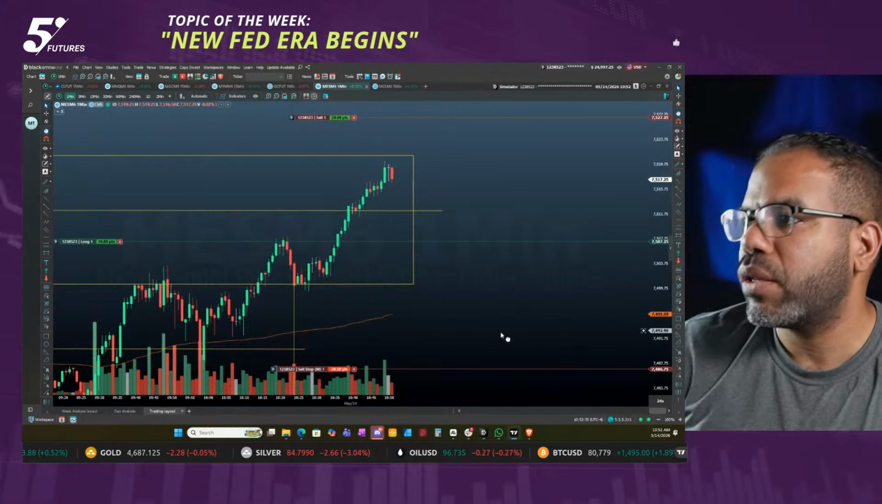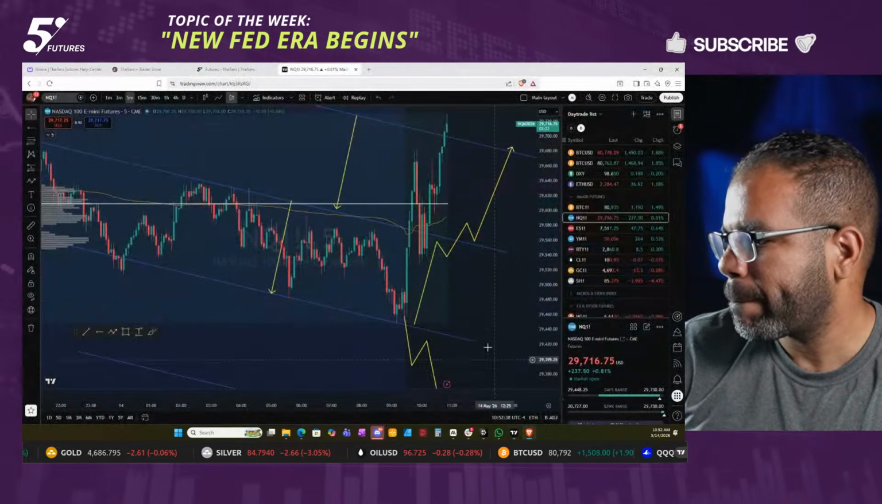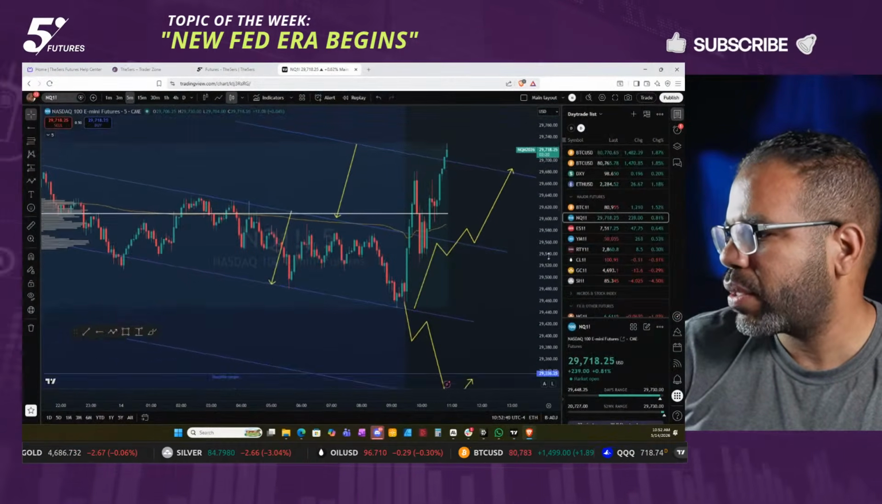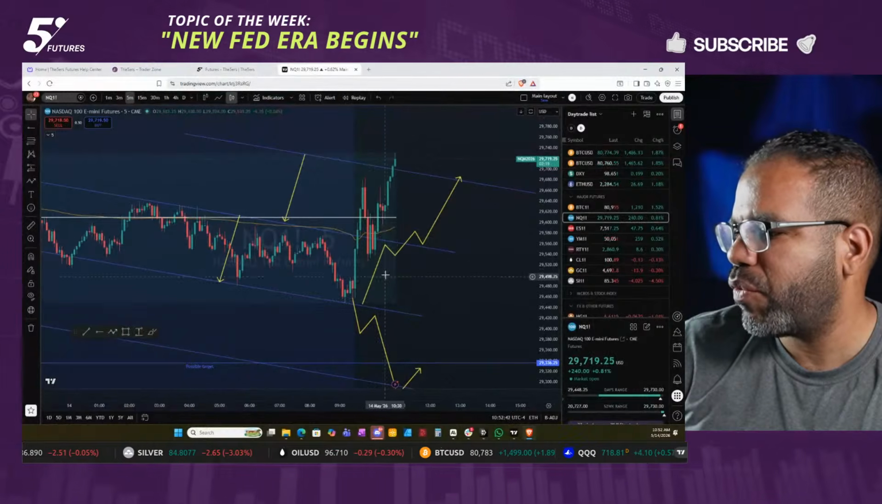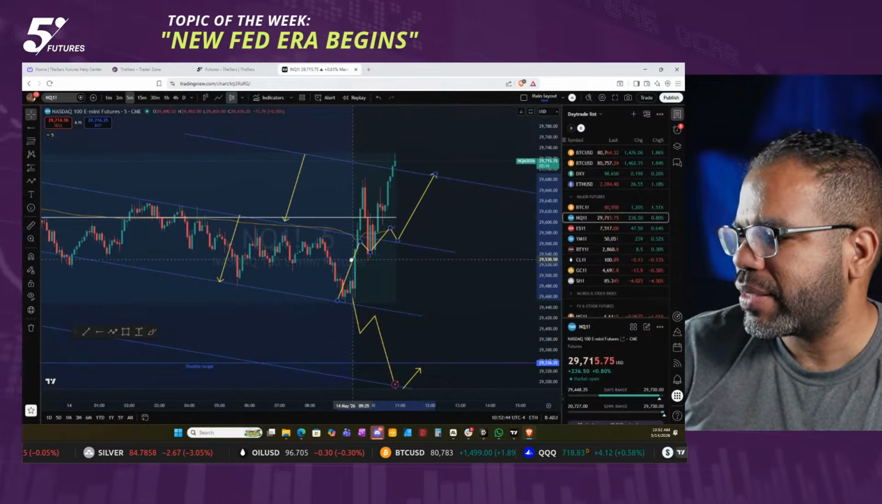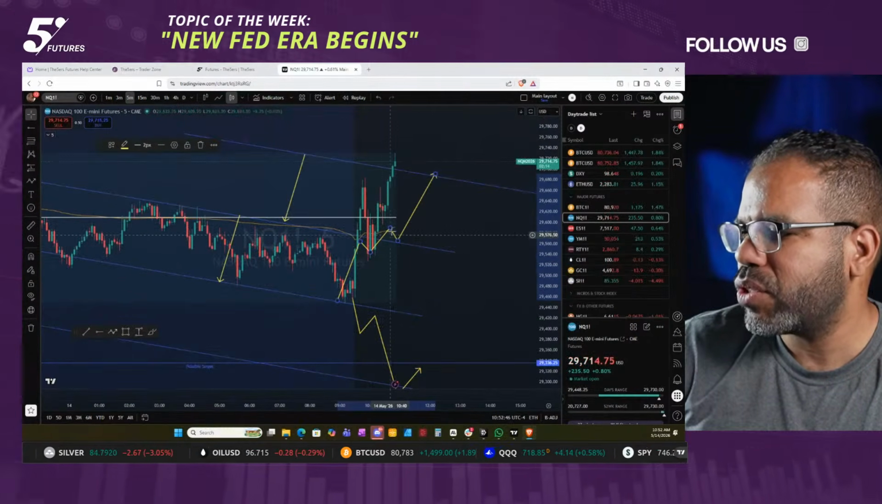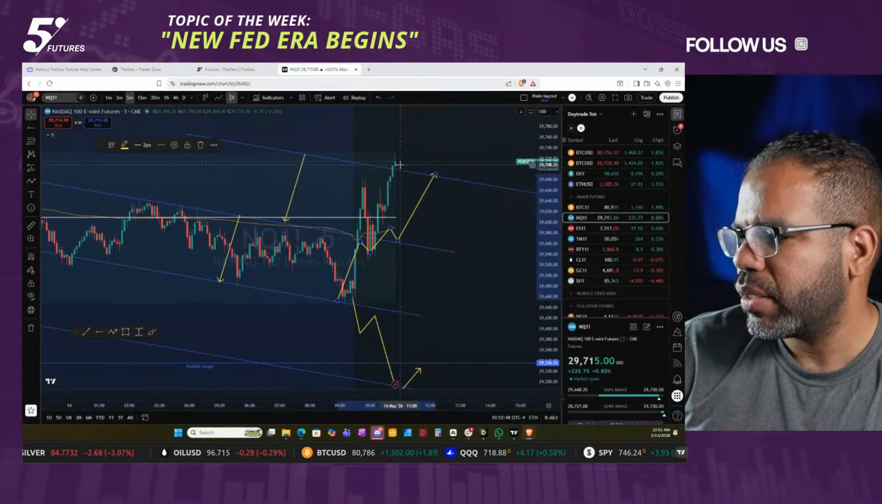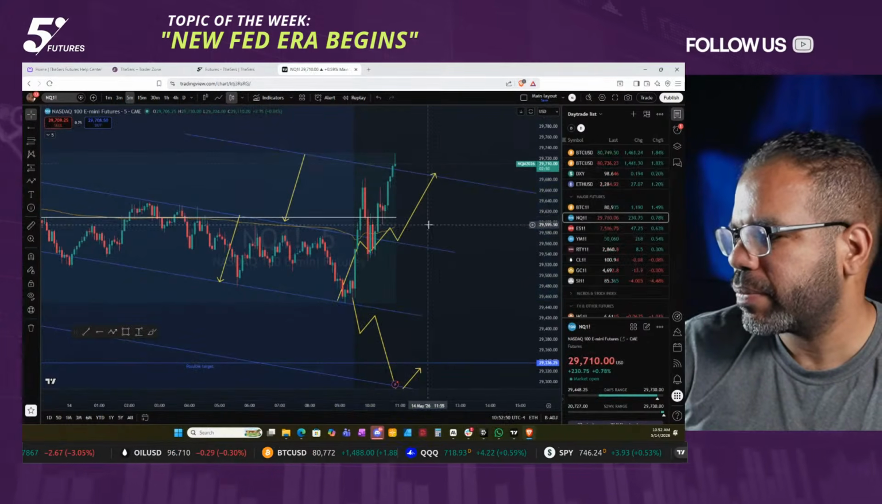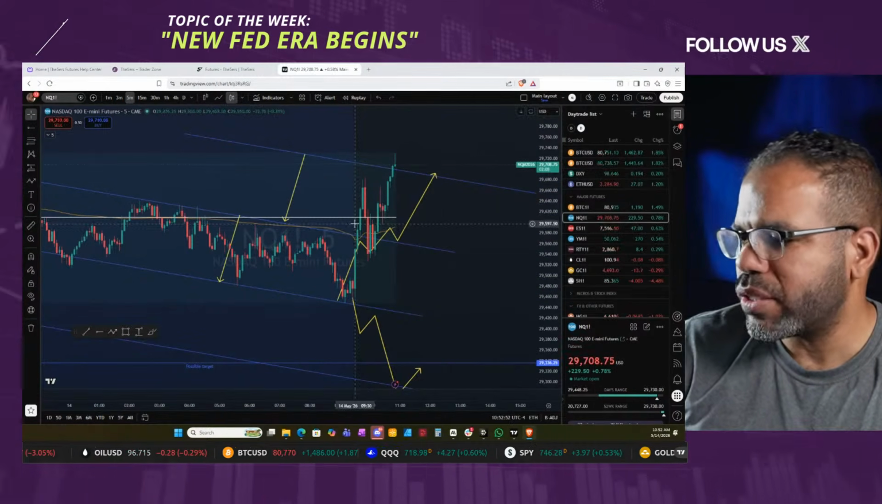Let me show you the volume profile. Look at how clean this is. This is what we talked about before. Let me just drag this. Look at this. This is what we talked about before the open. This is super clean, guys. Of course, it's clean after the fact.